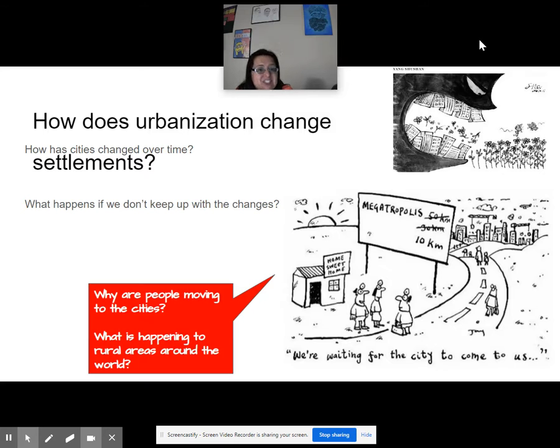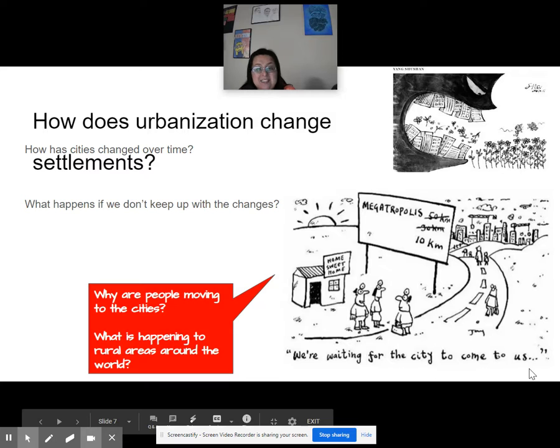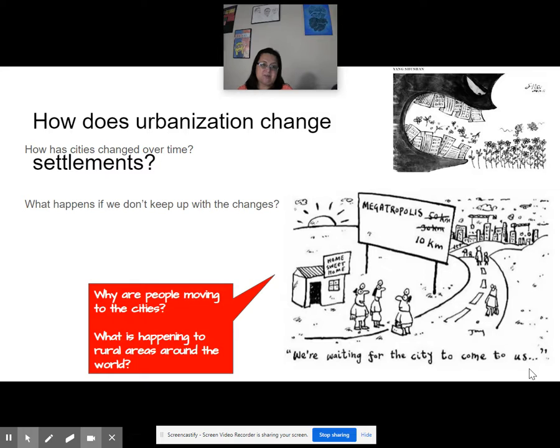Okay, so urbanization, this is a really big fancy word that just means city. Remember, urban just means city. So all of these people are going into the city. Looking at this political cartoon, it shows people walking towards the city. It says megalopolis because it's getting bigger and bigger. And then here we have people who are saying home sweet home, and they say, we're waiting for the city to come to us. So what does that tell us about the city? It's getting much bigger. Okay.